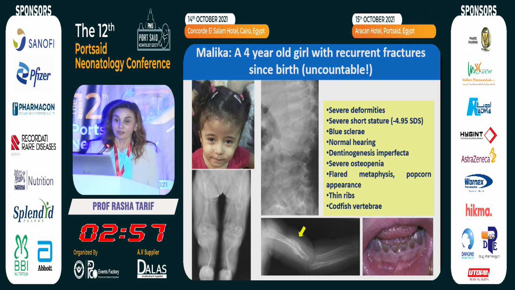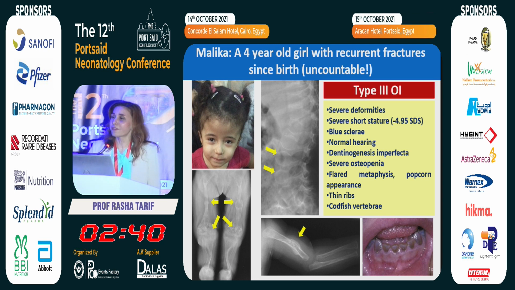And if you look here, this is a callus formation. Here you can see typical codfish vertebra. It's typically like a fish if you look at it. This is what we call popcorn appearance at the ends of the bone, and again, callus formation. This is a severe type of osteogenesis imperfecta, type 3 osteogenesis imperfecta.